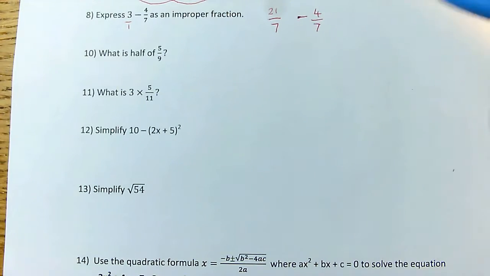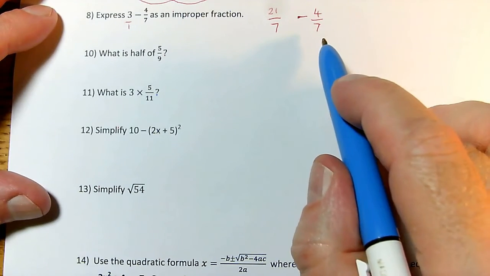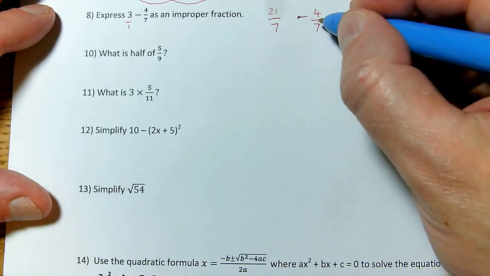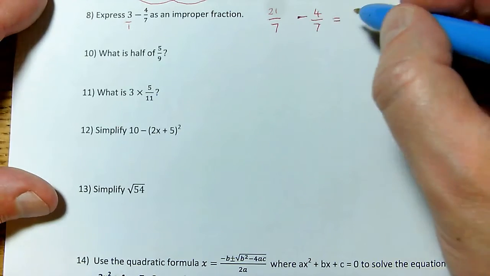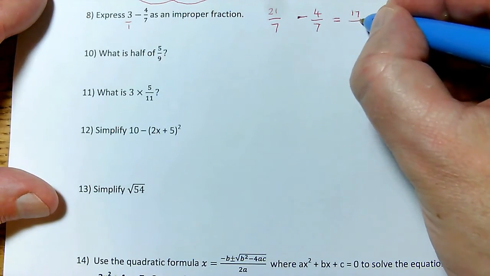And you can see that 21 divided by 7 is 3. You might have just been able to write that down. That's great. Now I know it's 21 sevenths minus 4 sevenths. Then it's like having 21 of anything minus 4 of the same something. Okay, if I've got 21 of them, I'm taking away 4 of them, I'm going to get 17 over 7.